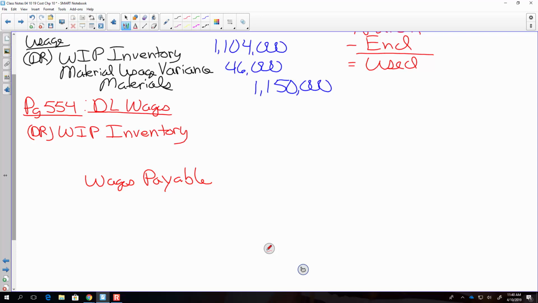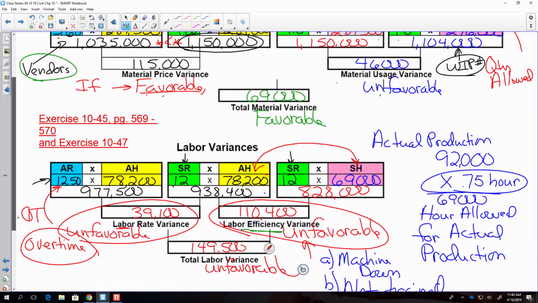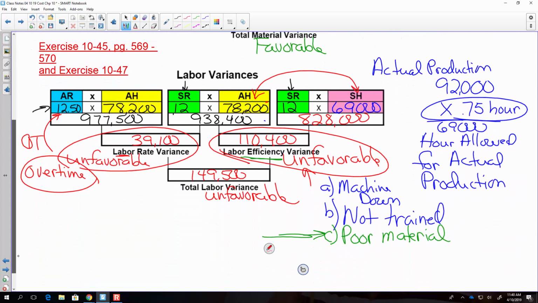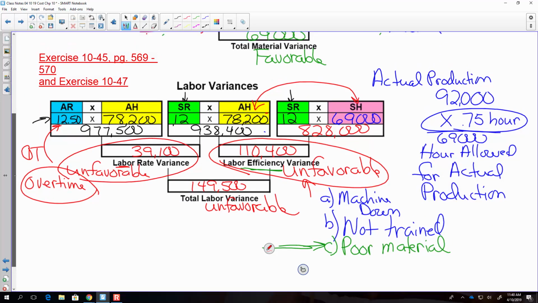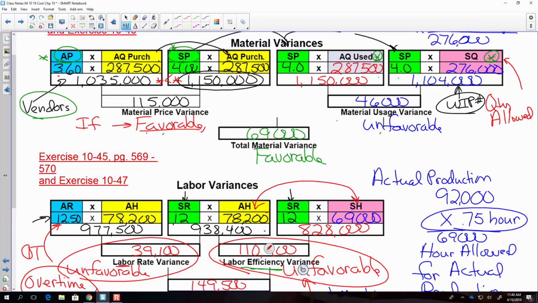For our WIP entry, where on our template is our WIP entry? What did we do in materials? Our WIP entry is right over here. So our labor WIP entry is the same location. It's the farthest to the right.